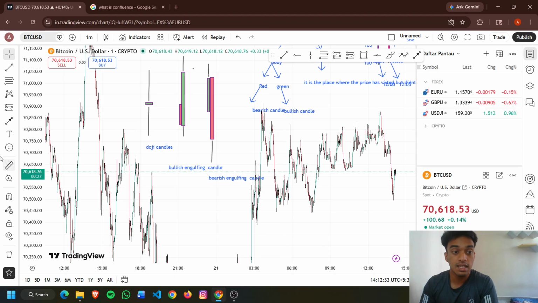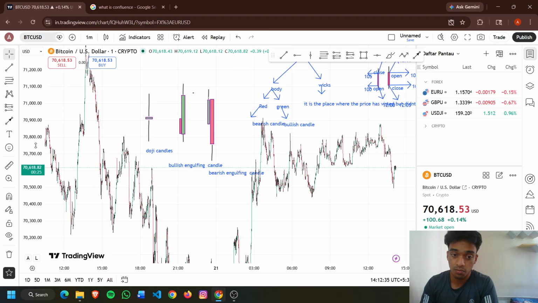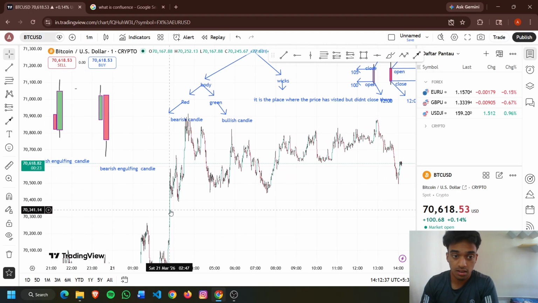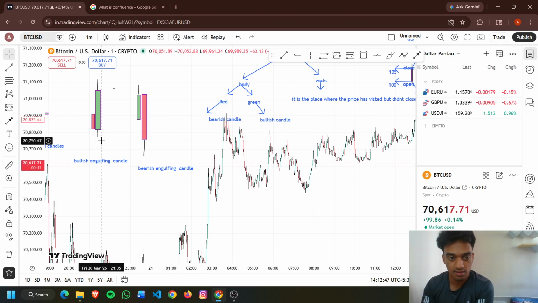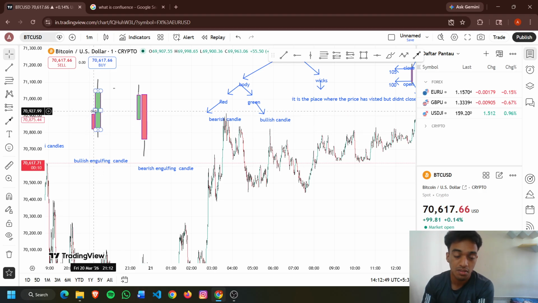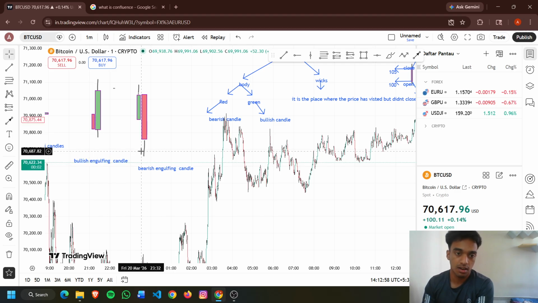And there are different candles which you need to know. So there is a bullish engulfing candle. First there will be a red candle. Red candle means a bearish candle, and the very next candle closes above the whole body of the previous candle. So this is called a bullish engulfing candle.